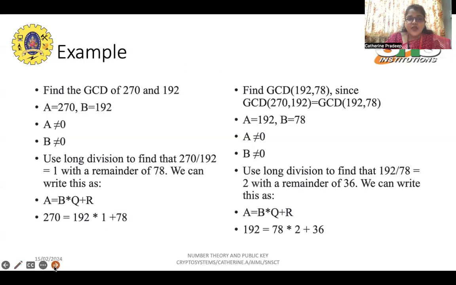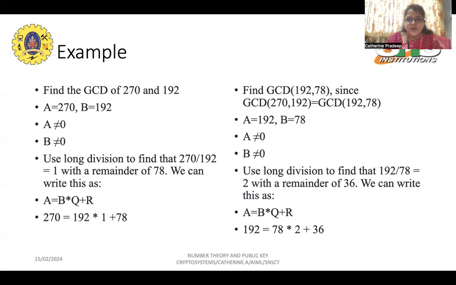Here you are given two numbers. Find the GCD of 270 and 192. A is equal to 270 and B is equal to 192. Now you know that A is not equal to 0 and B is not equal to 0, so you can proceed using the long division method. You divide 270 by 192 with a quotient of 1 and a remainder of 78. We can write this as A is equal to B into Q plus R. So 270 is 192 into 1 plus 78.